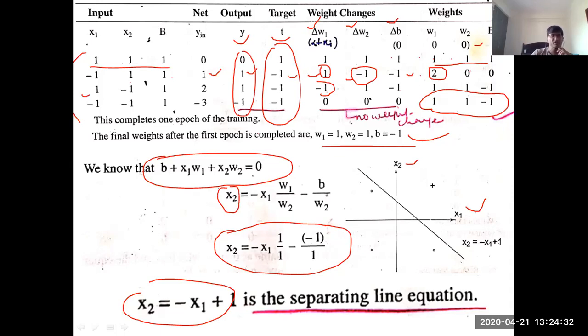So iteration 2, or epoch 2, would begin, where we would now take W1, W2, and B as these weights, rather than 0, 0, 0. And the same procedure would be repeated. Again, the same set of inputs would be given, the same algorithm would be applied, and this would continue until a stage where all your target values become equal to your calculated values.